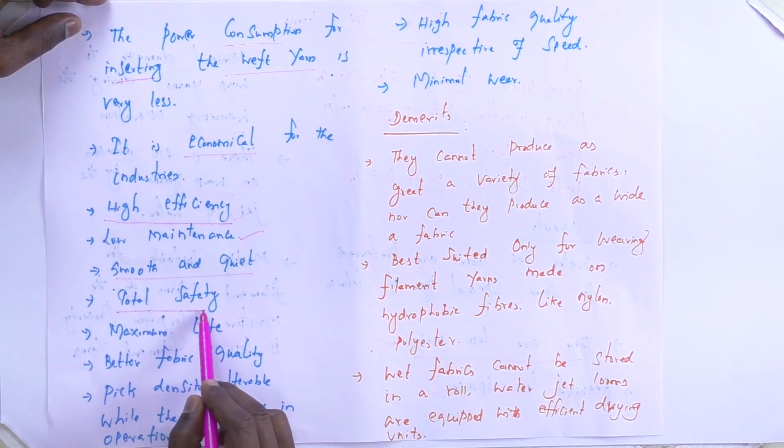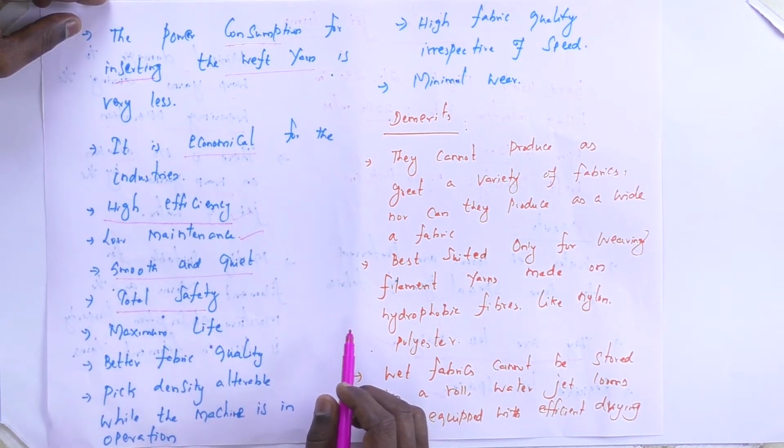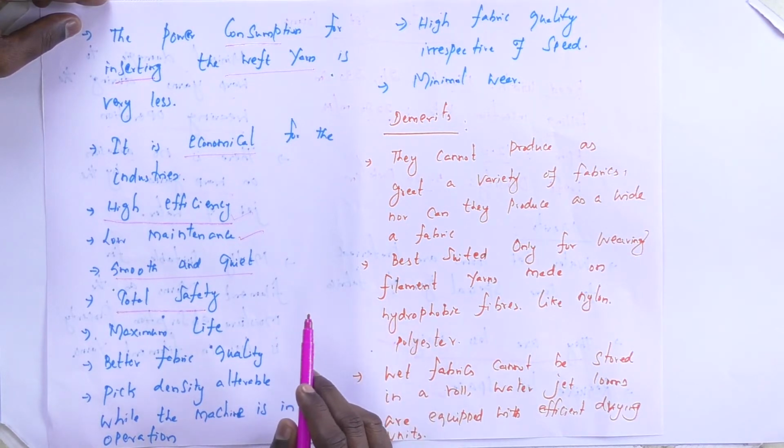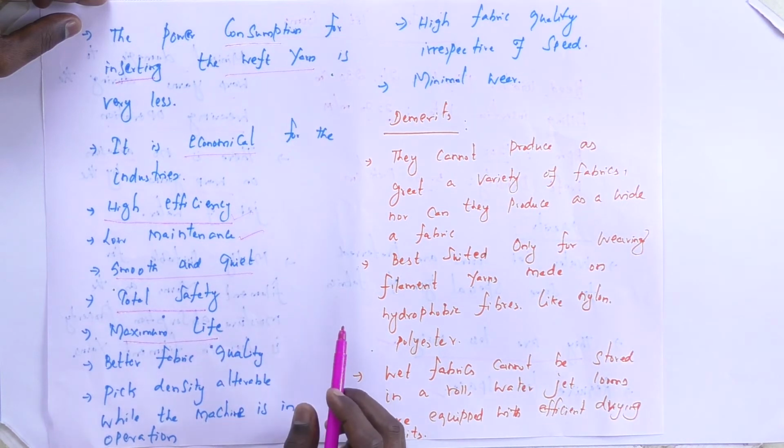Total safety: in shuttle loom, the shuttle fly-out is the main problem. When the shuttle is flying out from the loom, it may sometimes create accidents. It is completely eliminated in water jet looms. There is no element carrying the weft, only the water is carrying the weft, so it is not possible for any accident to occur in water jet looms. The maximum life: the number of working parts is less, so the maximum lifetime of a machine is possible.